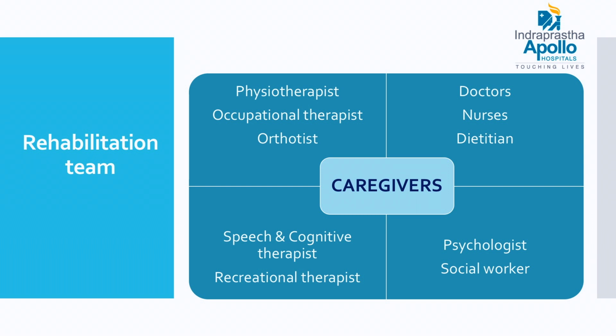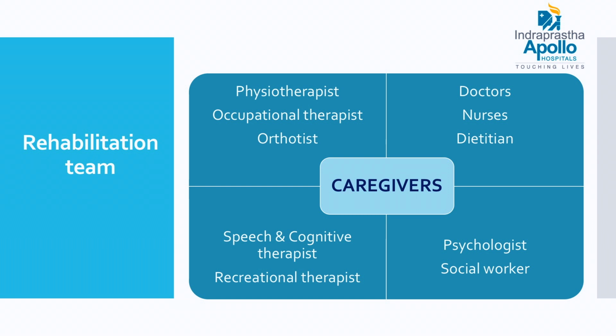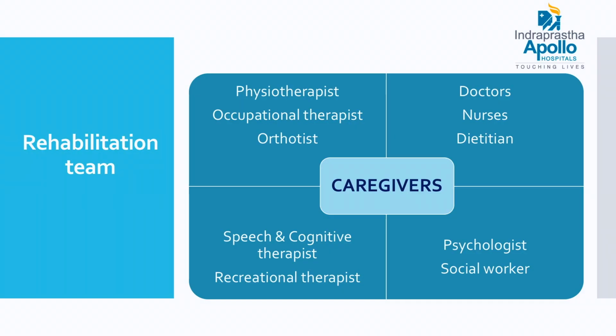Rehab is done by a multidisciplinary team, and at the core of the team is the patient himself or herself, and caregivers to the patient. In the initial stages, doctors and nurses are important because they have to deal with the medical aspect of the stroke and stabilize the patient. But as time goes by, the other members are the ones who take the lead. So the physiotherapist is very important. They are there from the beginning till the end of the rehab process.